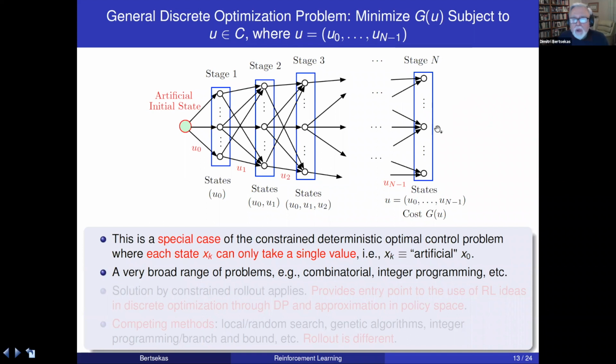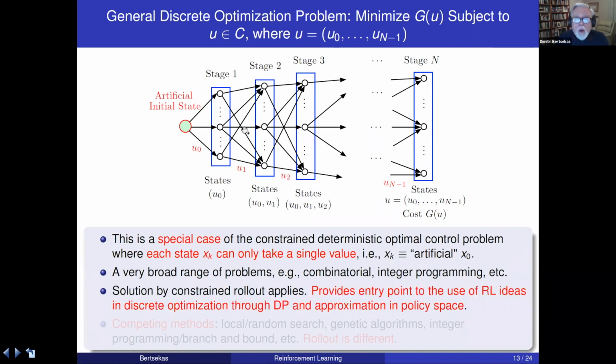Now, because this problem is a special case of the one we had before, not really a very narrow special case. Actually, this problem is equivalent to the deterministic optimal control problem that we had before. But we can view it as a special case in the sense that there's only one state. Because this problem is a special case, we can apply the rollout algorithm that we saw up to now. And this is the way to provide an entry point for reinforcement learning into the solution of discrete optimization problems.